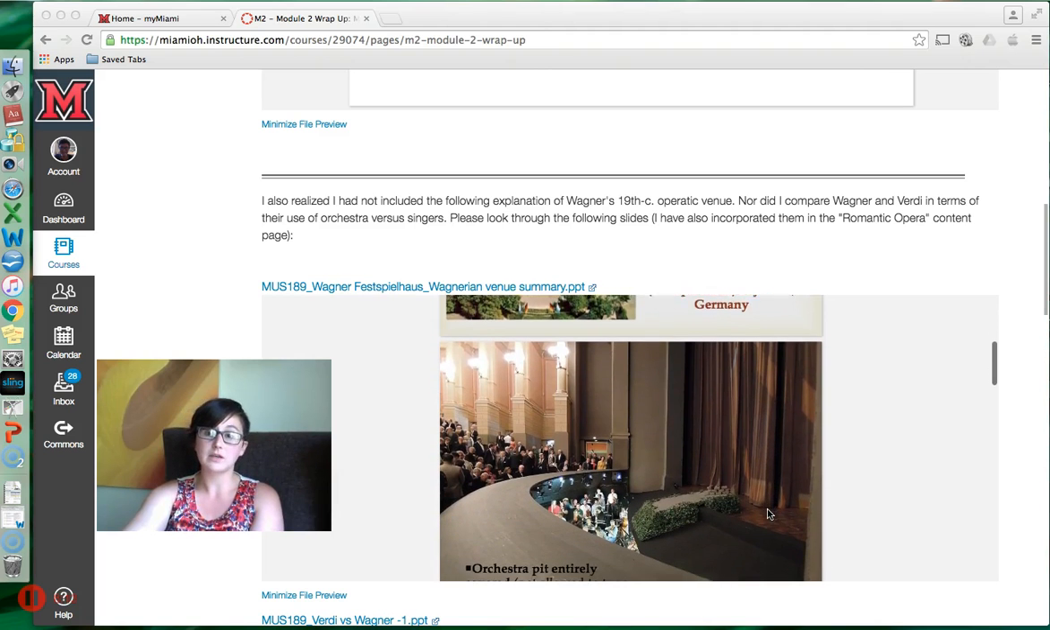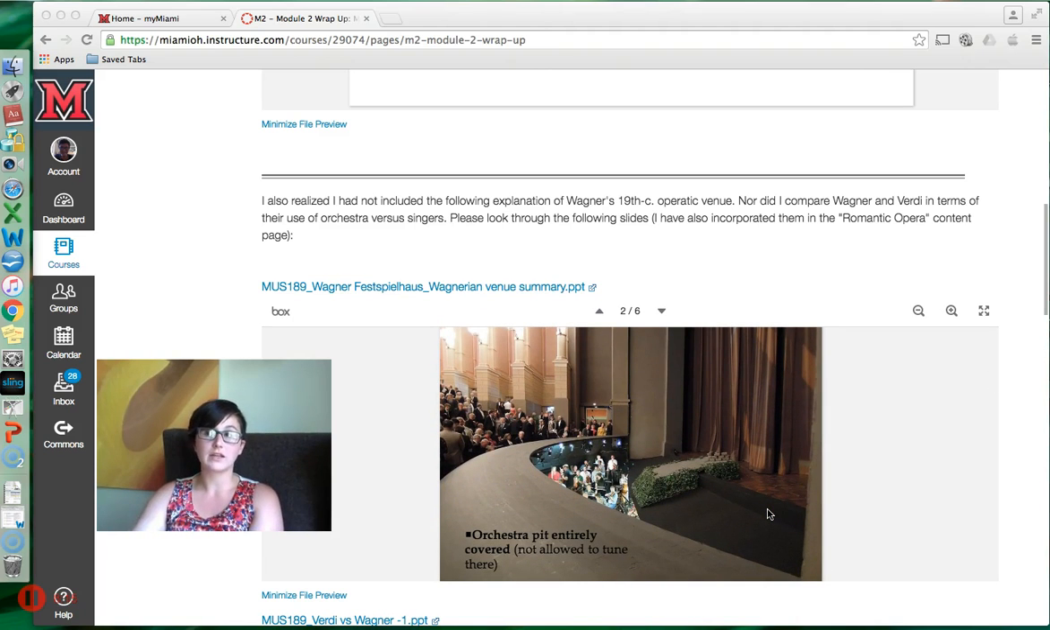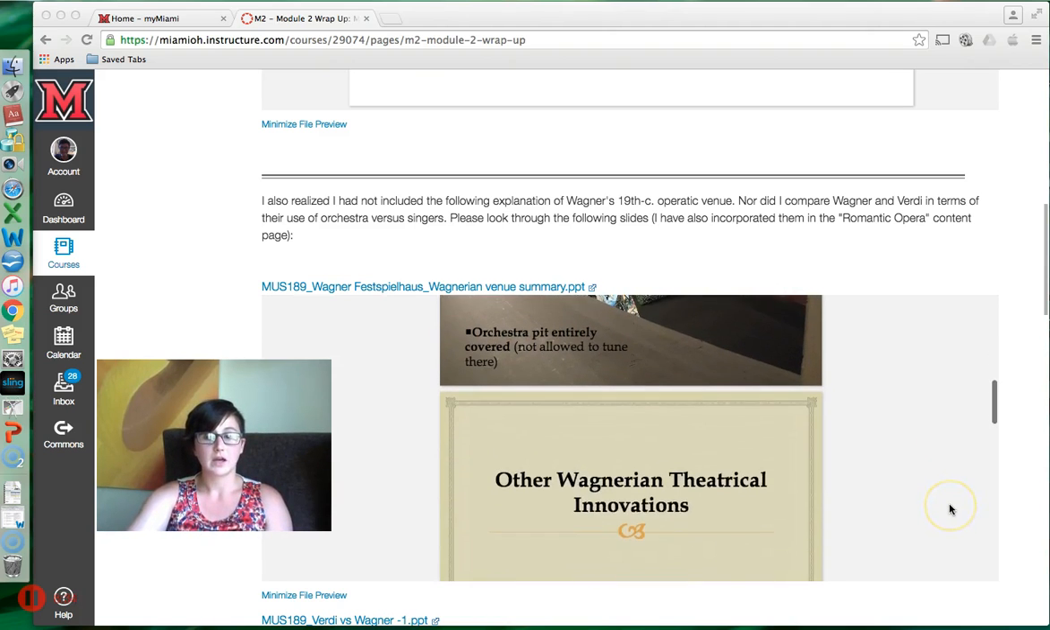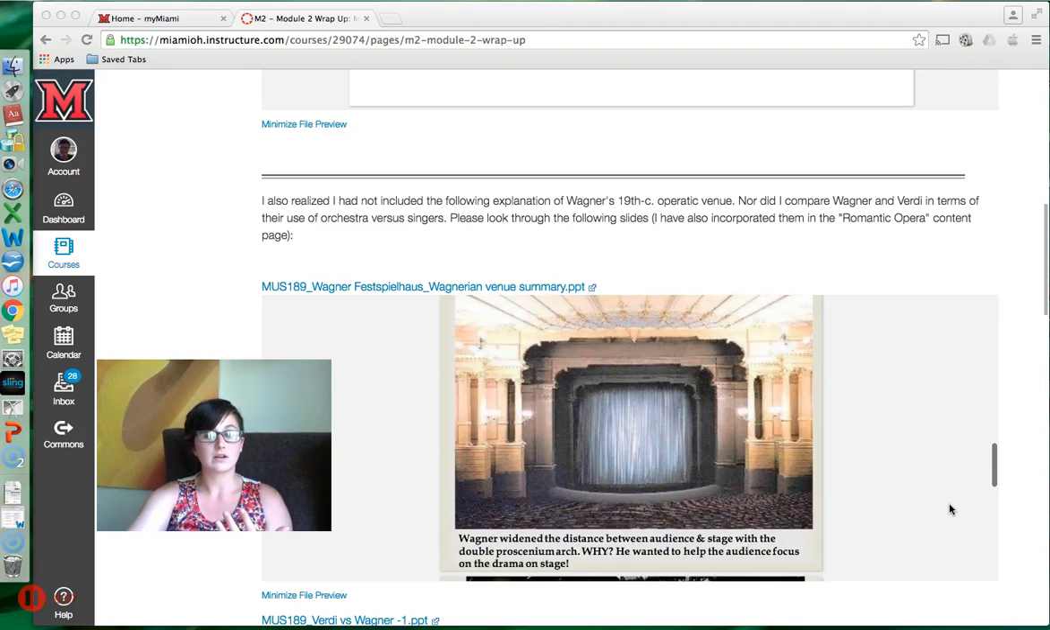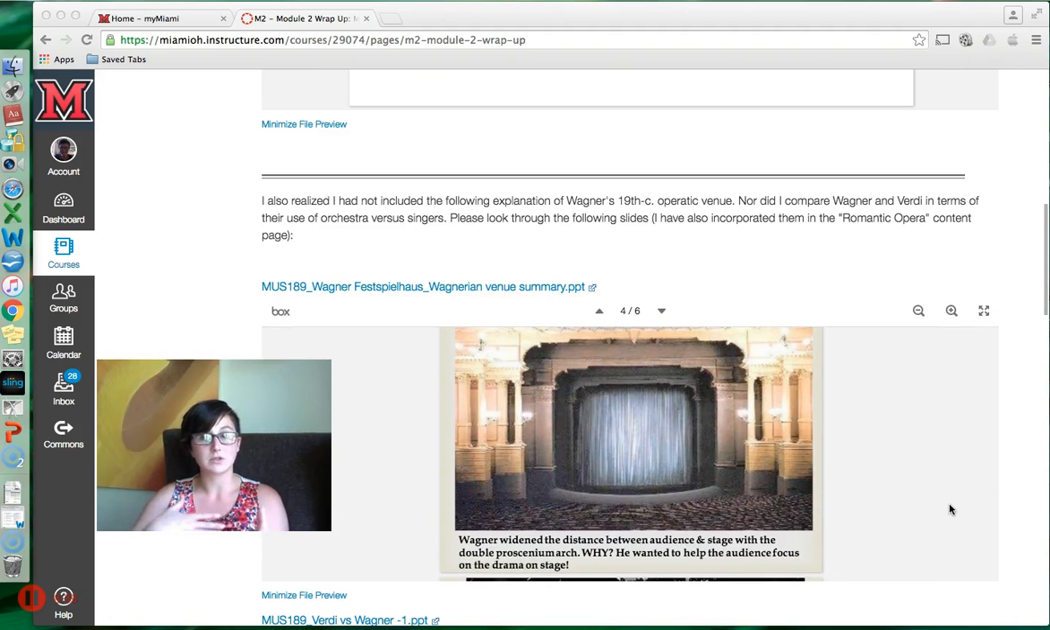The Festspielhaus is really important because not only is it a way for Wagner to house his very special consideration of opera, but a lot of his innovations become staples for the consumption of Western art music into the 20th century. So he is the one who entirely covers the orchestra pit in a theatrical work. Other Wagnerian innovations, he widens the distance between the audience and the stage with the double proscenium arch so that the audience can focus directly on the drama on stage.